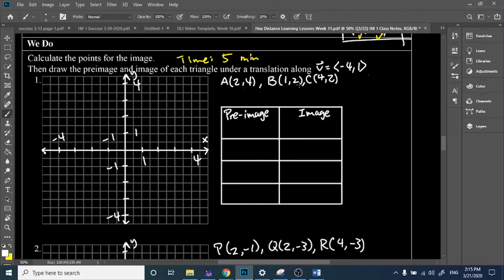So we got 3 points there. So we're going to calculate points for the image, then draw the preimage and the image under a translation along this. So let's write those points first.